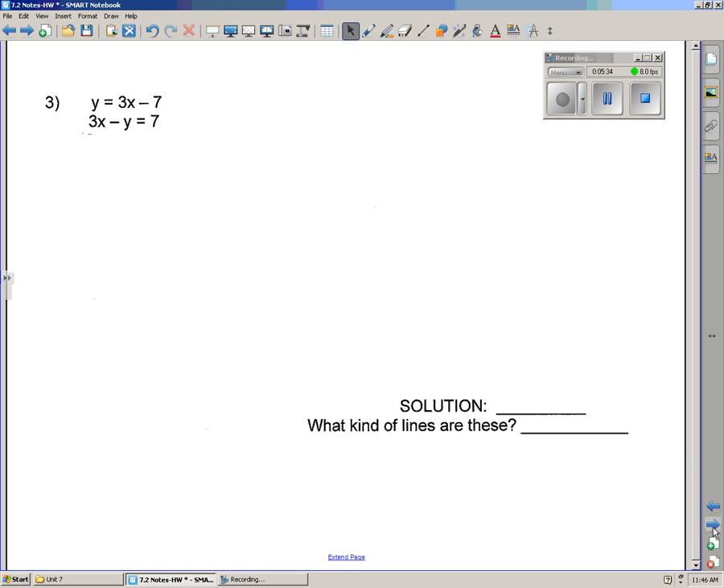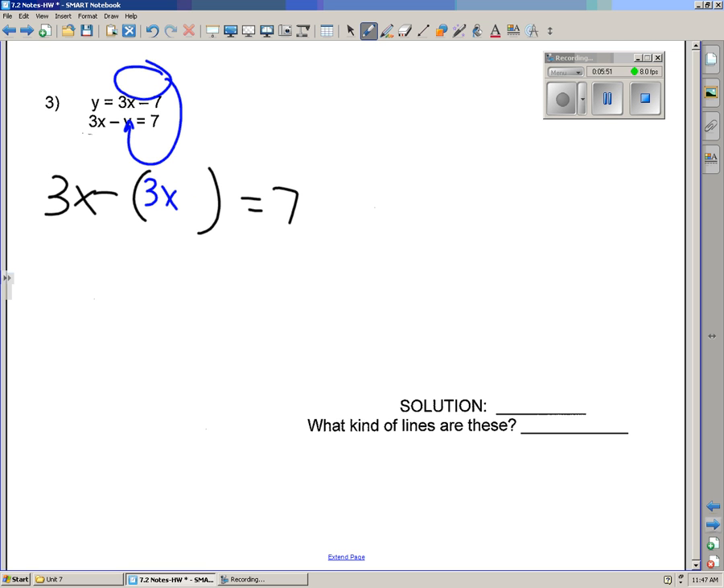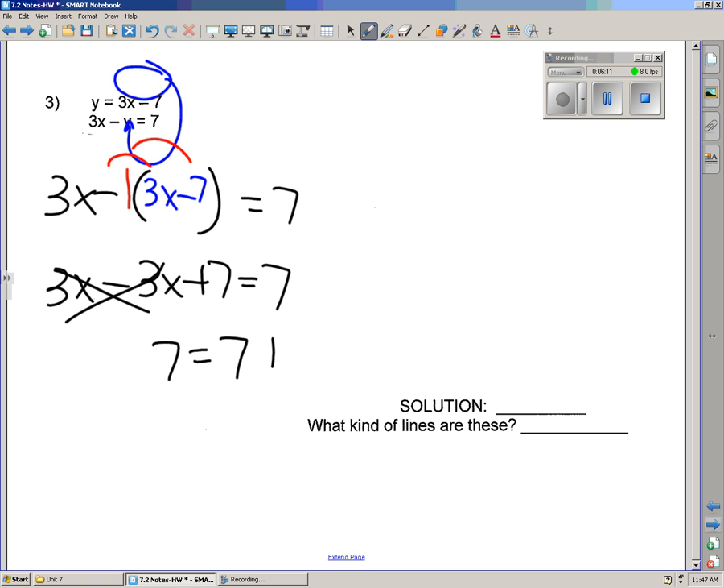Okay, next one. You already have a y equals equation, an equation solved for a variable. You'll take what y equals and dump it in for y. So it's going to look like 3x minus y equals 7, with y replaced by 3x minus 7. You need to distribute, and you need to understand that what you're distributing in is a negative 1. So you end up with 3x minus 3x plus 7 equals 7. When you combine like terms, the x's cancel, and you get this true statement: 7 is in fact equal to 7.